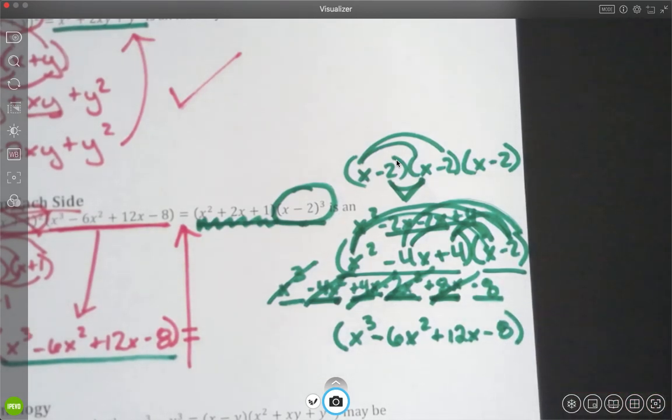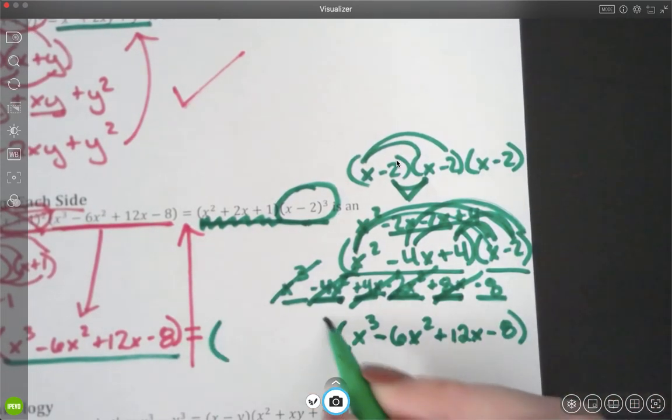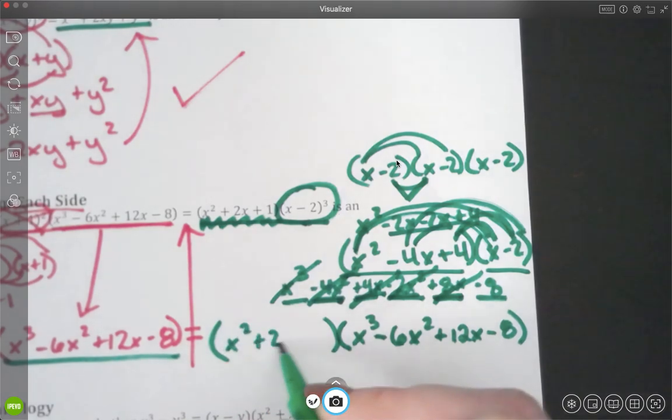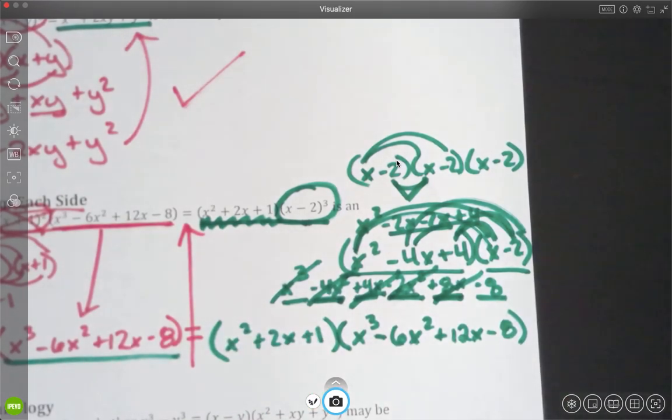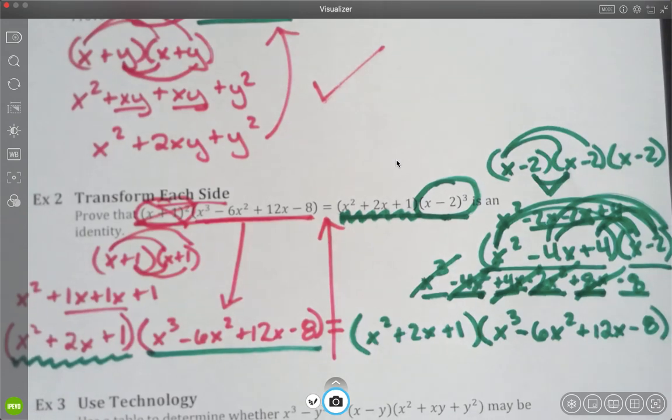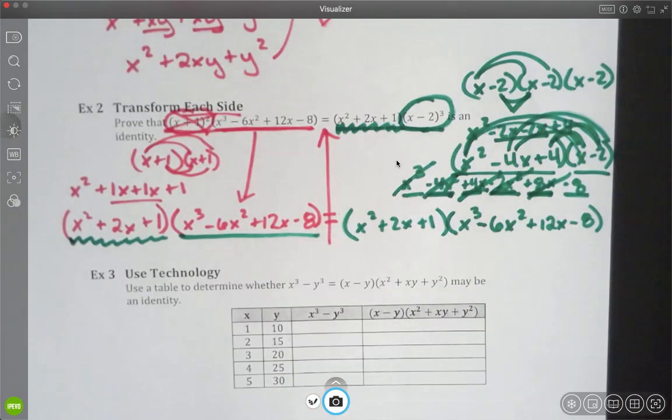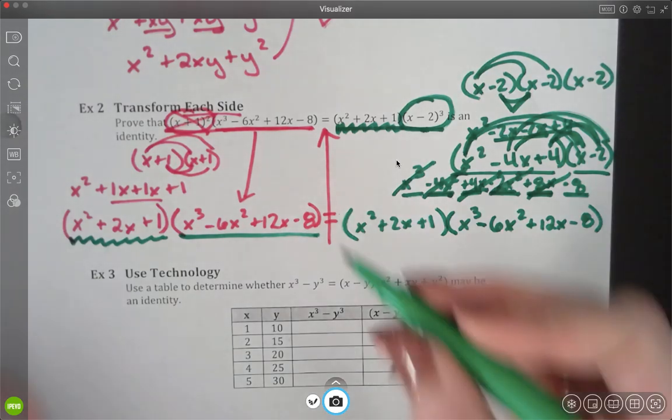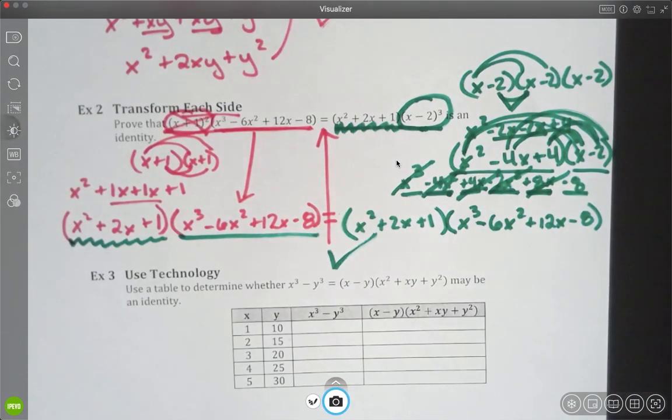And the front piece, I'm just going to leave alone: x squared plus 2x plus 1. Now, I could multiply those together again, but we don't feel like it. I have proven that the first piece looks like the second piece. Does the stuff on the left look like the stuff on the right? Yes, so I don't need to go any further. I don't even need to multiply the stuff in parentheses. They look the same.